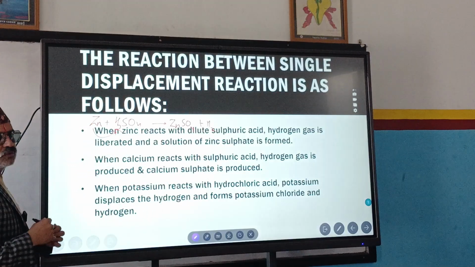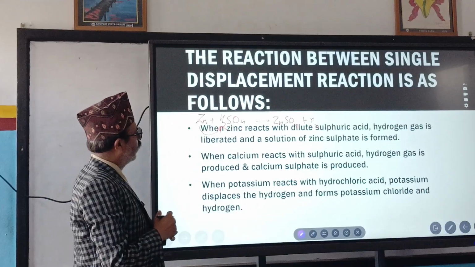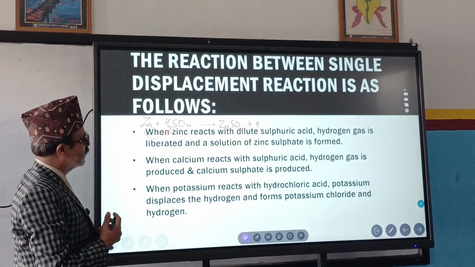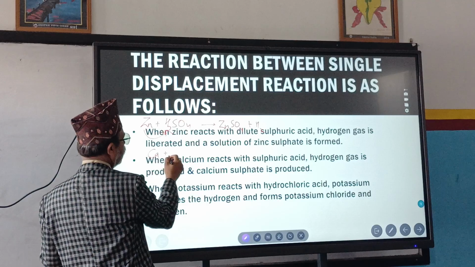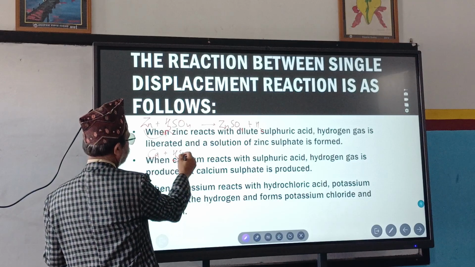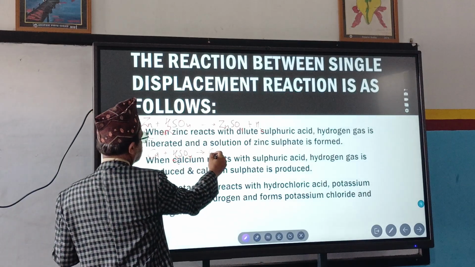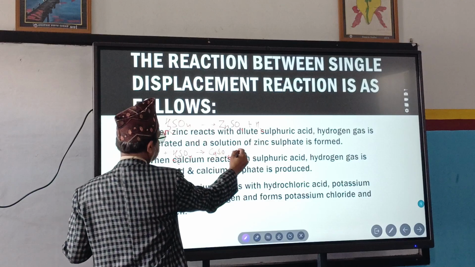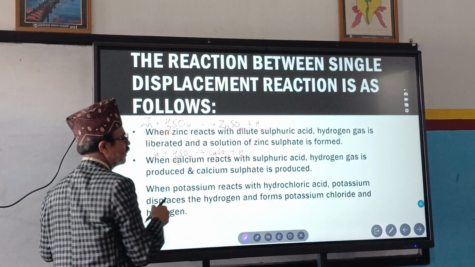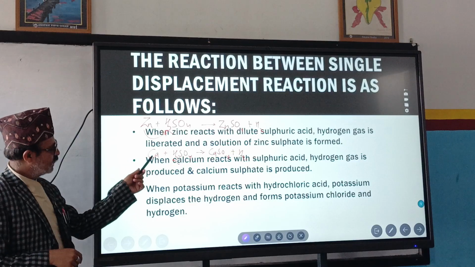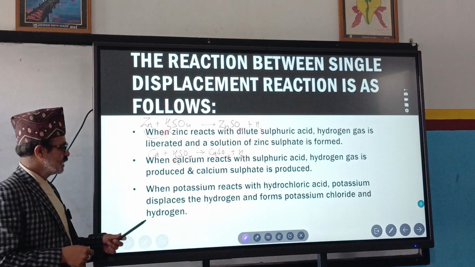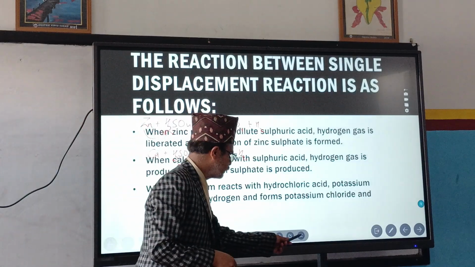Zinc sulfate plus hydrogen. When calcium reacts with sulfuric acid, hydrogen gas is produced and calcium sulfate. So okay, Ca plus H2SO4. What do you get? CaSO4 plus H2. So these are balanced chemical reactions. They are balanced, right? So see, such type of chemical reaction is a single displacement reaction.